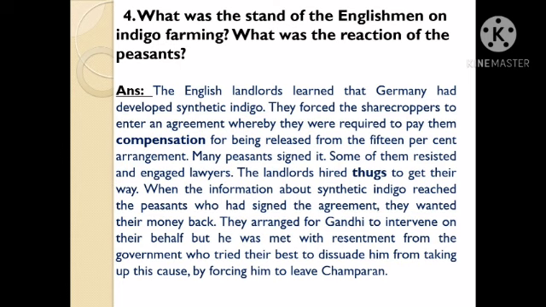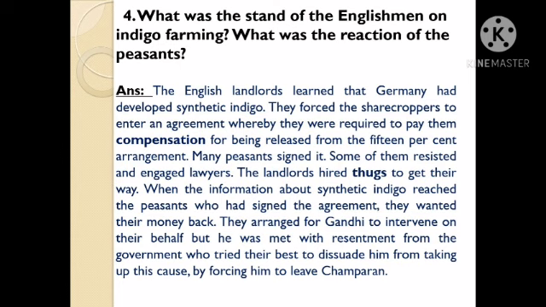They forced the sharecroppers to enter an agreement whereby they were required to pay them compensation for being released from the 15% arrangement. Now this is very wrong. Many peasants signed it. Some of the illiterate peasants were not ready to rescind this statement, so they signed it. Some of them resisted and engaged lawyers, while some of them protested.